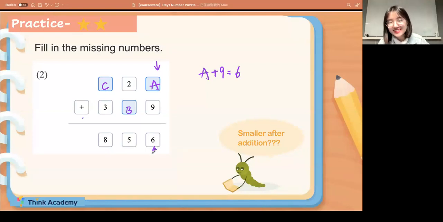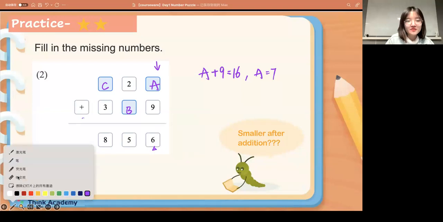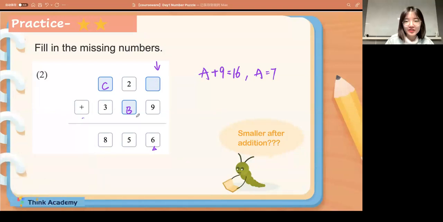Actually, the 6 means 16. Very great. Yeah. So 1 number plus 9 will be 16. So A will be 7. Yes, so we can know A will be 7. Okay, then for the value of B, can you type the value of B in the chat box? I will wait for your answers.